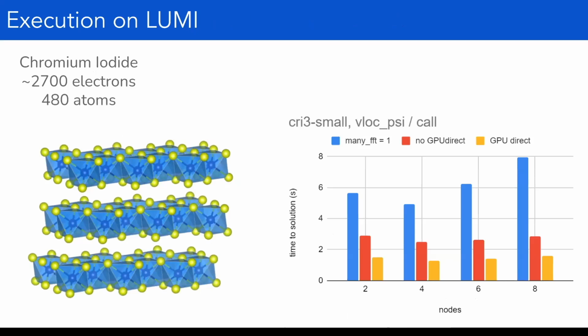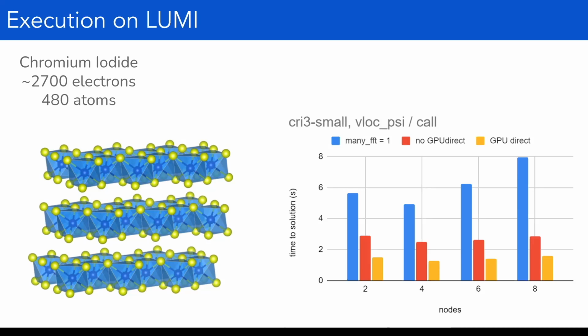Here, just to give you an idea of what I'm saying, the blue bars, this is a chromium iodide system, a benchmark test case. The blue bars here are the computational times if you run a calculation without using asynchronicity in fast Fourier transforms, whereas the red and yellow bars are the same calculation when you use asynchronous fast Fourier transforms.